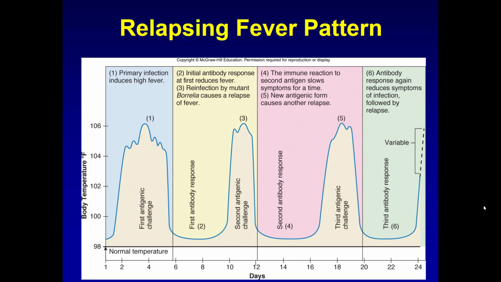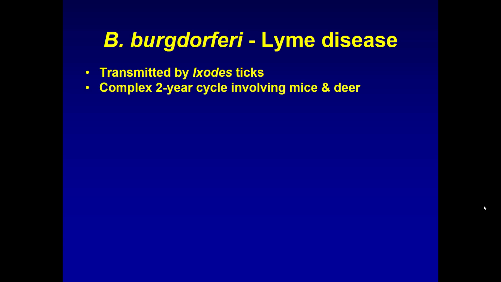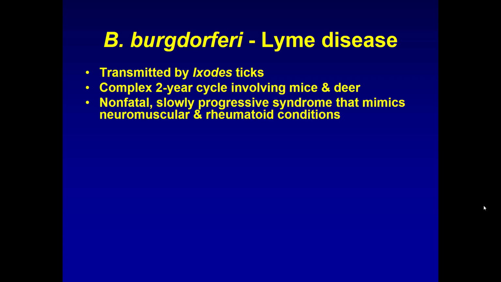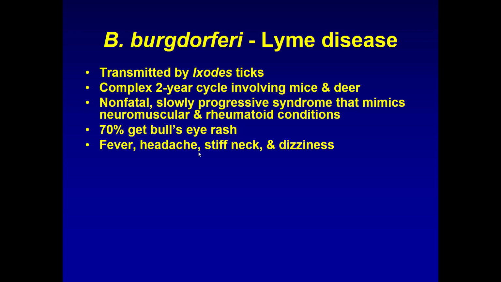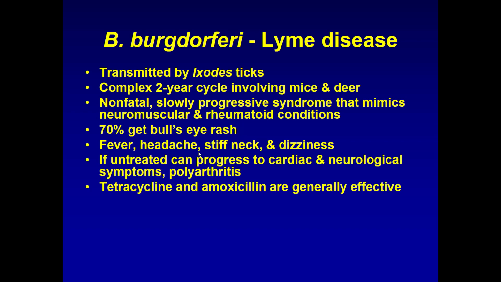So then we come to Borrelia burgdorferi, the causative agent of Lyme disease. This is another tick-borne disease. And remember, if you're bitten by a tick in this complex 2-year cycle, the bacteria in its gut will mix with your bloodstream. For a long time the distinctive thing used to diagnose Lyme disease was this bullseye rash. We now know that only 70% of people actually get that. And then the rest of the symptoms, again, are rather vague: things like fever, headache, stiff neck, and dizziness, which can progress to cardiac and neurological symptoms and polyarthritis.